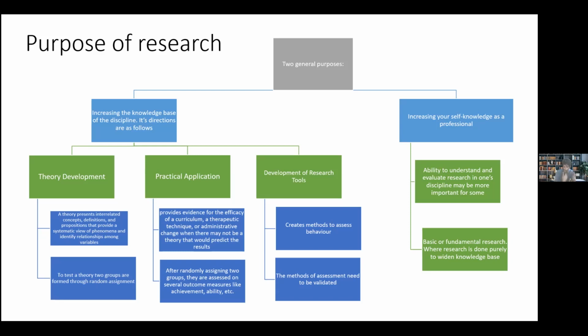So if there's going to be a treatment, they also need to get the treatment. Okay, so they are waitlisted. So usually the waitlisted group is the control in our research settings or experimental designs. So the third purpose is to develop research tools, right?